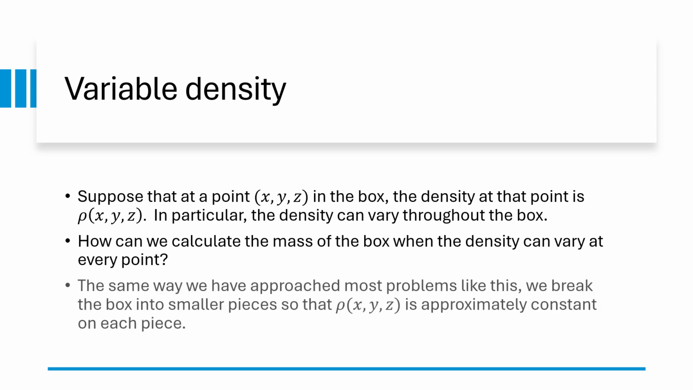We're going to approach this the same way we've been approaching other problems in this class. We're going to take that box and break it up into a bunch of small pieces, and then assume the density is constant on each of the small pieces to get an approximation for the mass. Then, as we've been doing, we'll let those pieces get smaller and smaller, and that gives us a better and better approximation, and that'll end up becoming our triple integral.